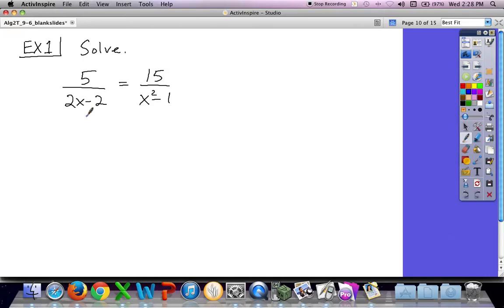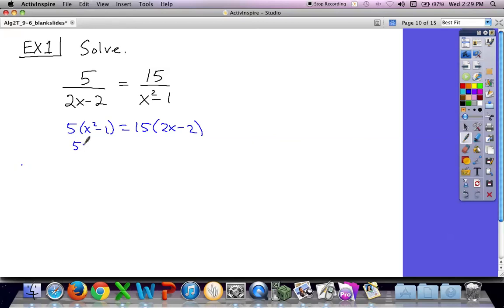So watch, if I do that, cross multiply: 5 times x squared minus 1 equals 15 times 2x minus 2. So in that one step now, I don't have a rational equation anymore, right? I was able to get rid of the denominators by cross multiplying. Now, what kind of equation do we have? It's actually a quadratic. Before we had linear, now we've got quadratic. How many answers do we expect to get from a quadratic? 2, right? We only got 1 before, so let's see how it works out.